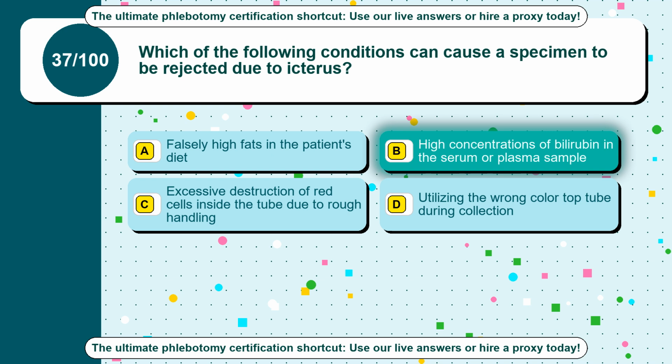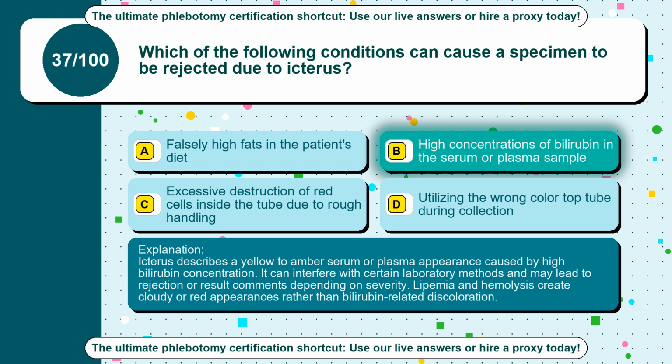High concentrations of bilirubin in the serum or plasma sample. Icterus describes a yellow to amber serum or plasma appearance caused by high bilirubin concentration. It can interfere with certain laboratory methods and may lead to rejection or result comments depending on severity. Lipemia and hemolysis create cloudy or red appearances rather than bilirubin-related discoloration.